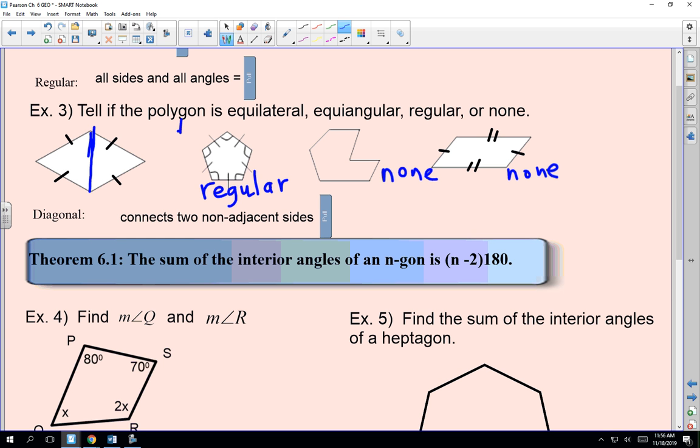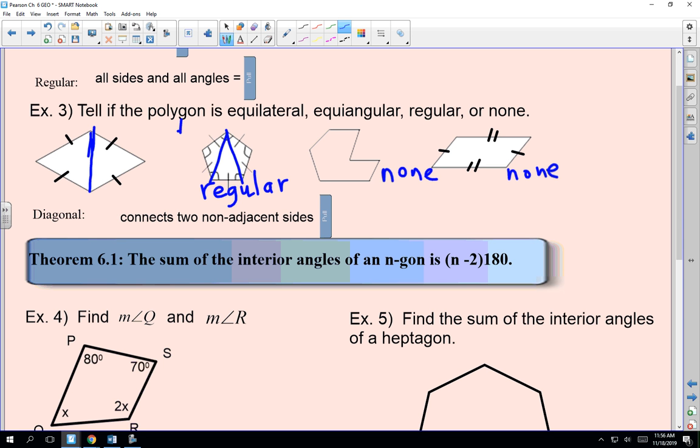Let's take this pentagon right here, since it's already drawn for us. How many sides does a pentagon have? 5. How many triangles can I break it into? 3. So with 4 sides, I broke it into 2 triangles. We can make a chart if we want. With 5 sides, I broke it into 3 triangles. With 6 sides, I'm going to break it up into 4 triangles.